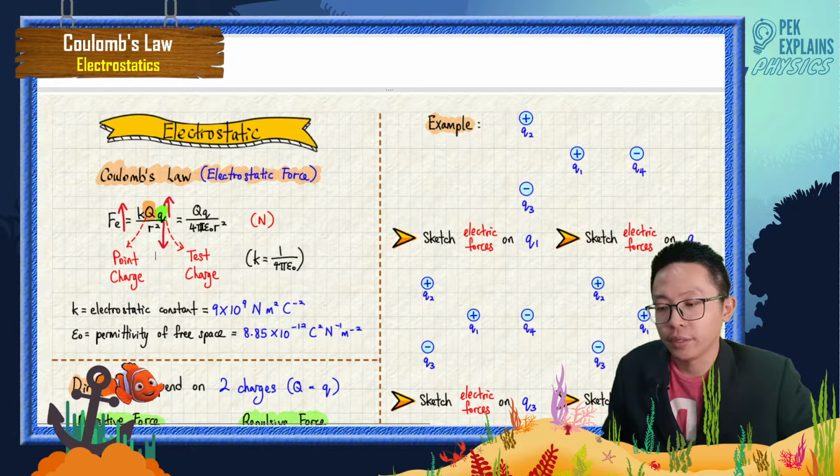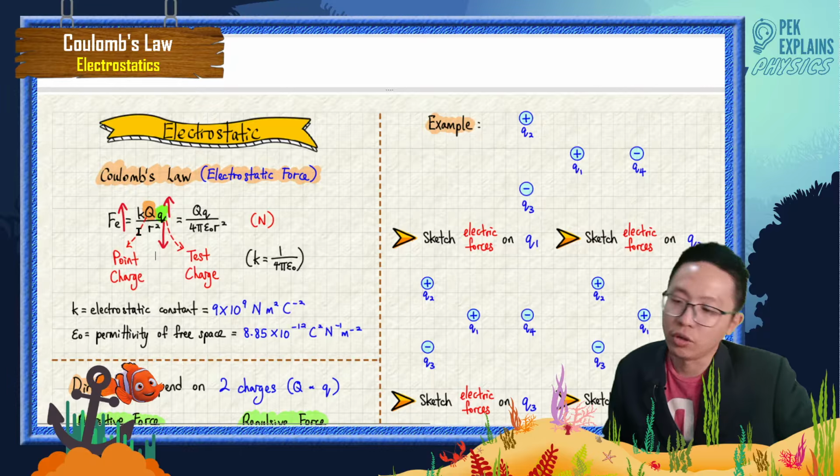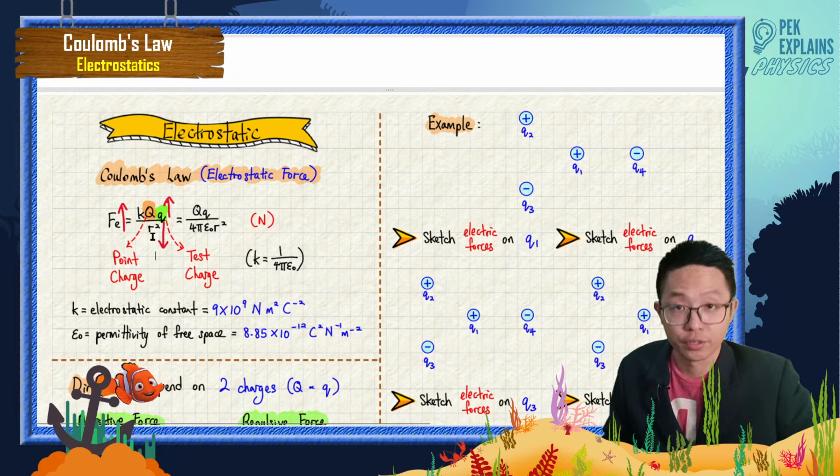So you can use either formula. Normally people use kqq over r square because it's simpler compared to qq over 4 pi epsilon naught r square. Mostly people will use kqq over r square.